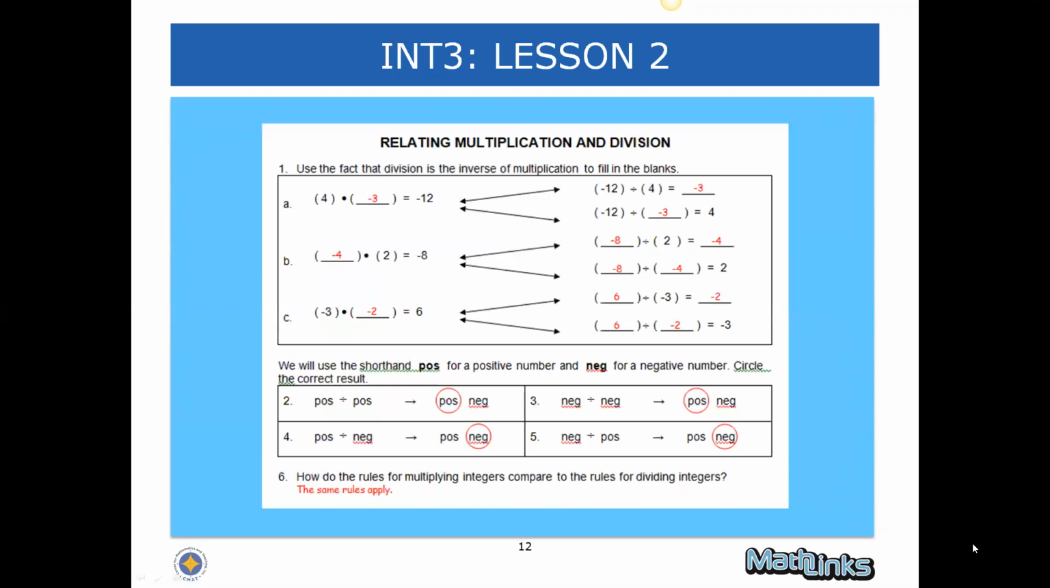In Lesson 2, students use patterns and the inverse relationship between multiplication and division to develop rules for dividing integers.